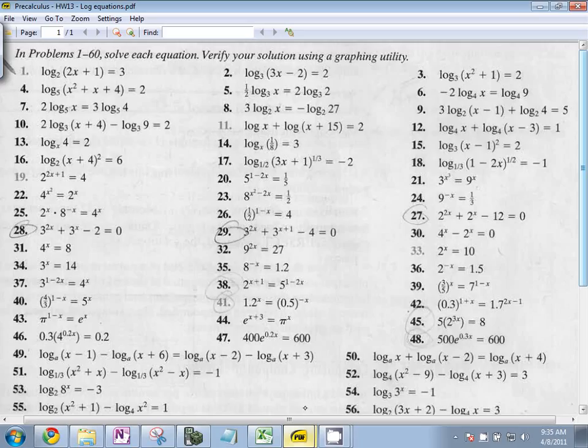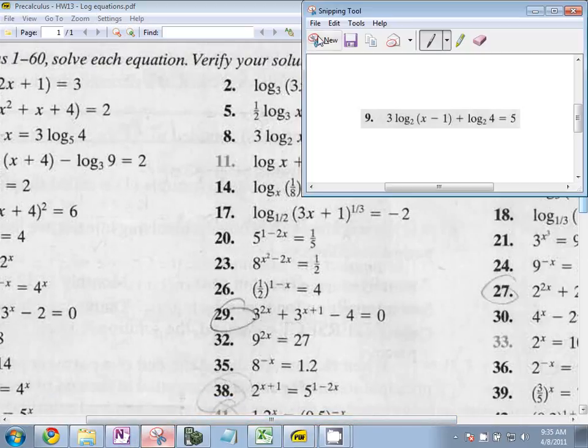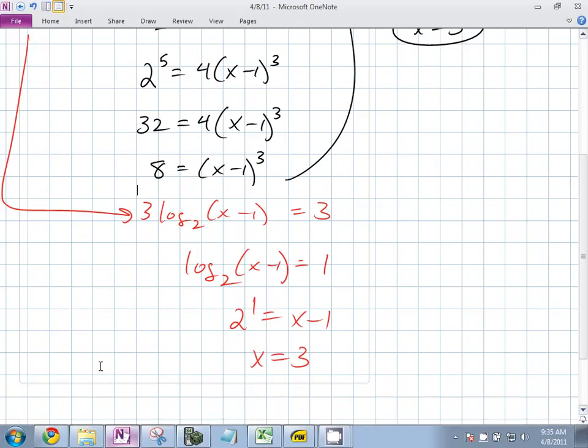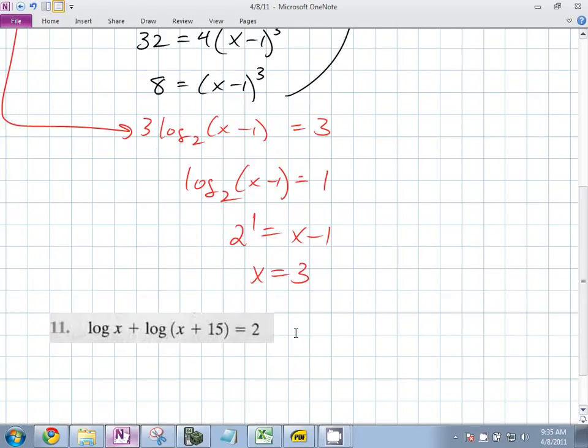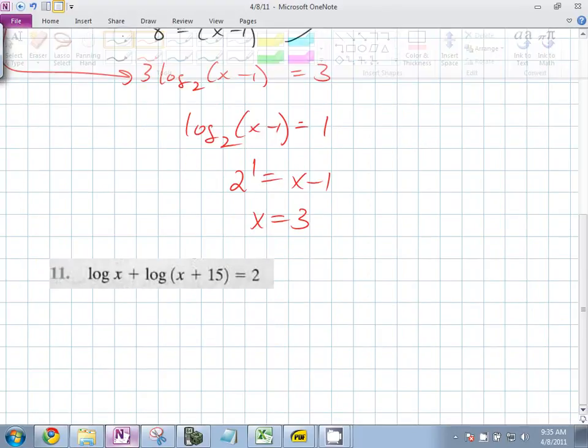Any other ones? 11. Okay. What's nice about 11? It's the same thing that's nice about all these beginning ones. Log base 10 is kind of nice, but what's specifically nice? Same base. You have the same base in all the logarithms. So what can you do immediately here? Combine, because the coefficient is 1.